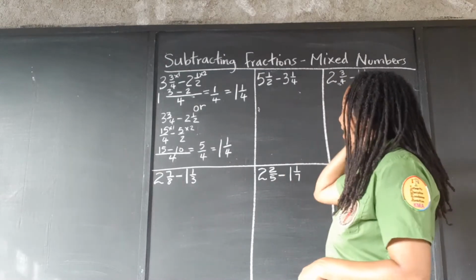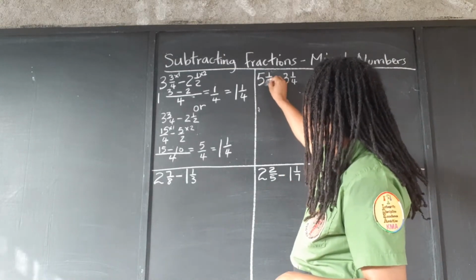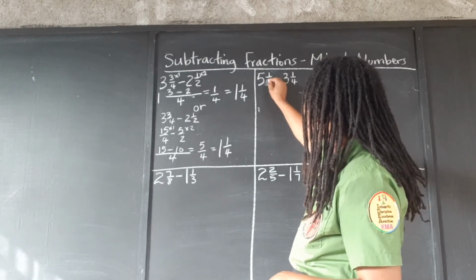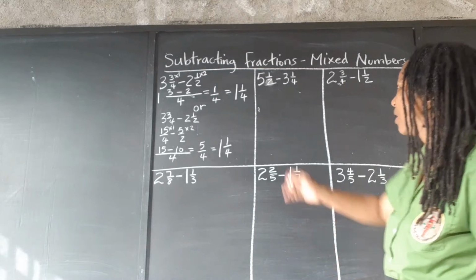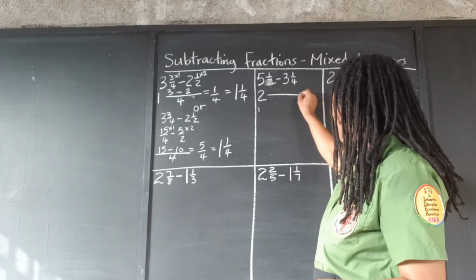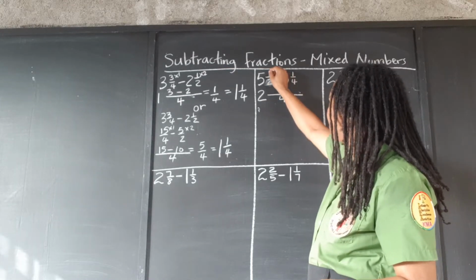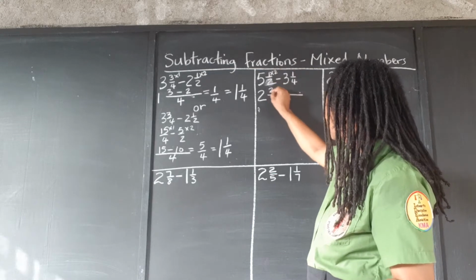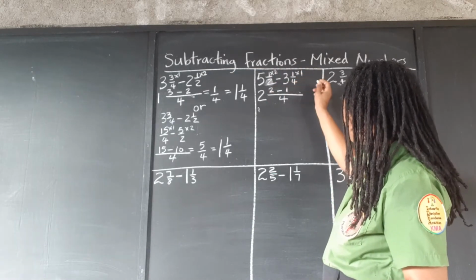So 5 1/2, sorry, I'm going to change this to 5 1/2 minus 3 1/4. So 5 take away 3 gives 2. The LCM of 2 and 4 is 4. 2 goes into 4 2 times. 1 times 2 is 2. 4 goes into 4 1 time. 1 times 1 is 1.